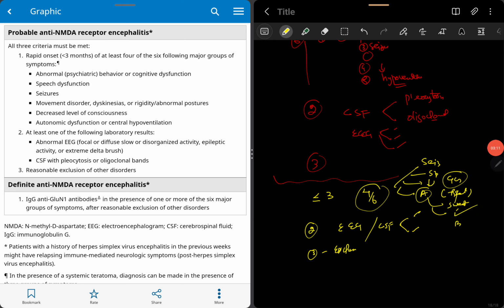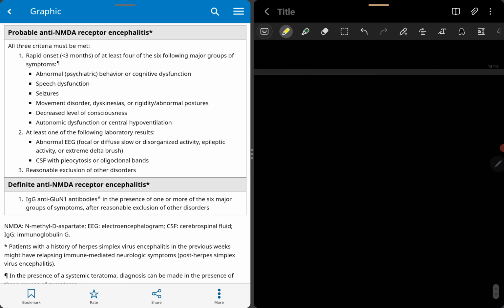For example, BP changes, orthostatic hypotension, or behavioral abnormalities, psychiatric abnormalities, or movement disorder. The patient can also have dyskinesia or rigidity or abnormal posturing. So rapid onset, 4 of 6 criteria, EEG or CSF showing pleocytosis and oligoclonal bands, and third, exclusion. This gives a probable anti-NMDA receptor encephalitis diagnosis.